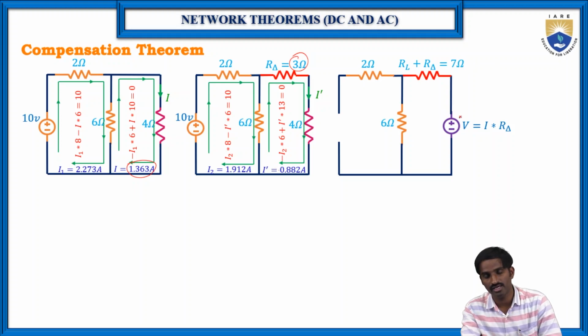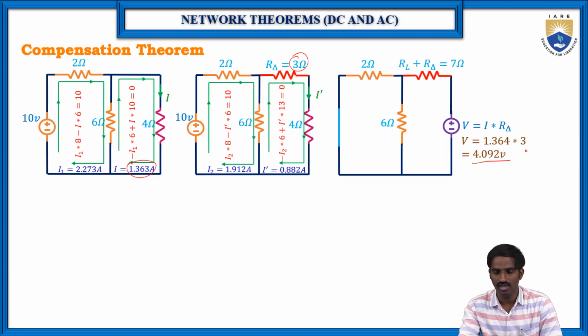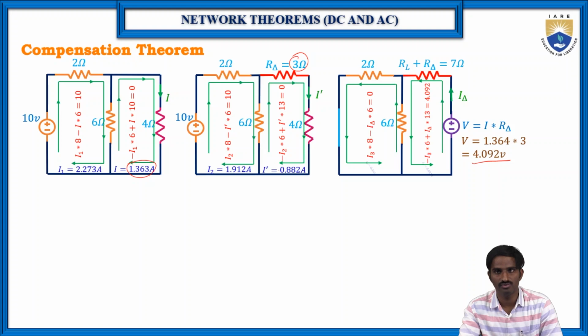Now find the current flowing in this particular case; let us consider it is delta I. Of course, here V is equal to 4.092, because I is 1.36 that we have taken from here, and 3 is delta R, which we are taking from here. Now the delta I value you can find by using the same analysis again. So delta I is equal to 0.481. Of course, you will get a different value anyway.